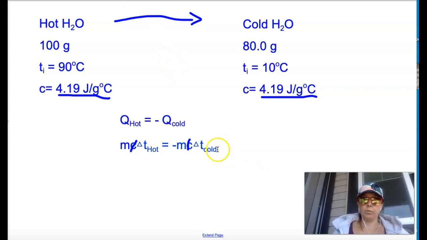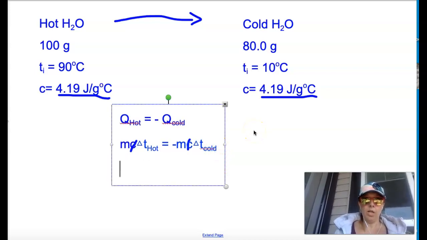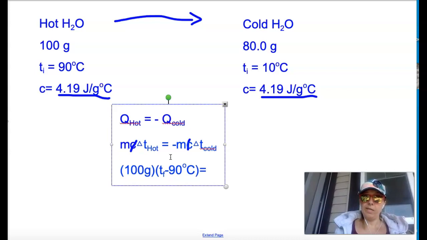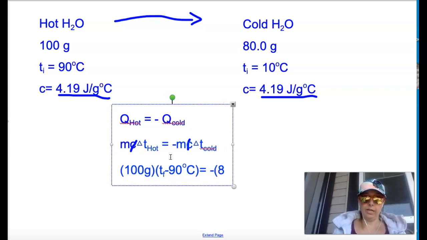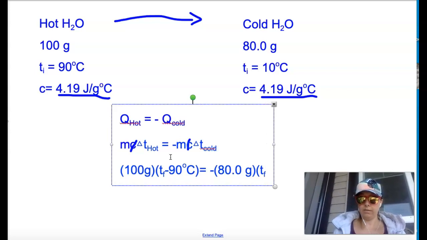So going back in here, we know that the mass of the hot water, looking at our givens, was 100 grams. The ΔT for the hot is going to be TF minus TI, which we know was 90 degrees C. And then that's going to equal negative 80 grams times TF minus the initial temperature, which was 10 degrees.